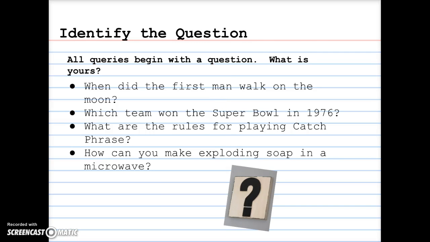Before beginning our query search, we need to first identify the question. What is your question? Here are some examples. When did the first man walk on the moon? Or, how could you make exploding soap in the microwave?